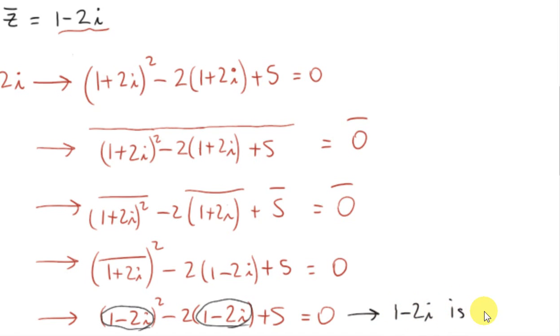1 minus 2i is a root, because when it's plugged in for z we get 0. So this is a proof that the conjugate of the complex number also satisfies the equation. Now this is a result that we're going to use a good bit.